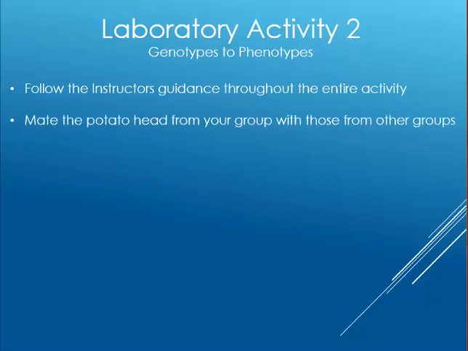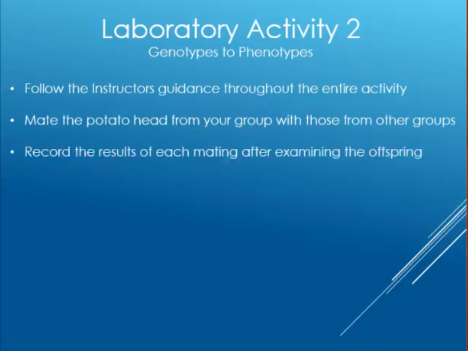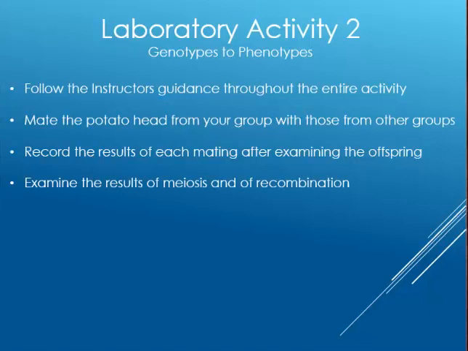And part of what you'll be doing is mating potato heads from your group with those from the other groups. You'll want to record the results of each mating after examining the offspring and seeing how the phenotypes end up when comparing their genotypes. Examine the results of meiosis and of recombination, which is the way that the different alleles get recombined into different combinations to produce very different phenotypes.